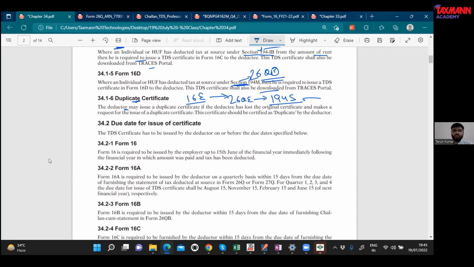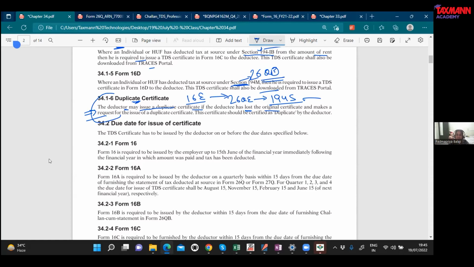Now coming to duplicate certificate, the deductor may issue a duplicate certificate if the deductee has lost the original certificate. To my understanding, this provision is redundant as of date. It was relevant when the filings were manual and certificates were issued manually. Since the certificates are now downloaded from the TRACES portal, what is the relevance of issuing a duplicate certificate? We can download it 2 or 3 times, but it will not be mentioned as a duplicate certificate.